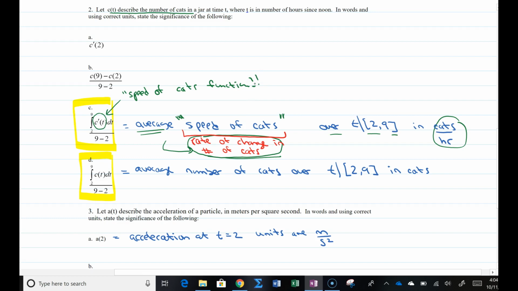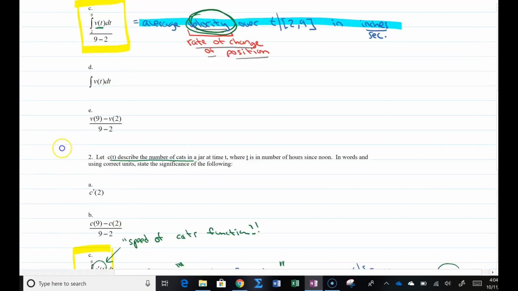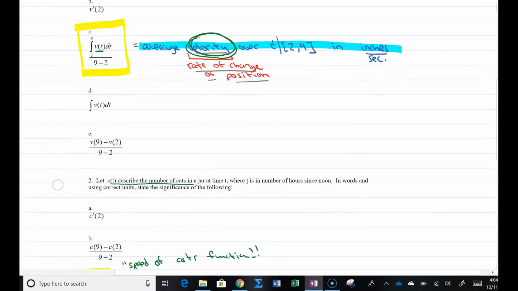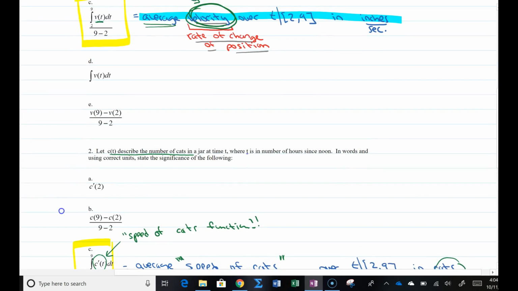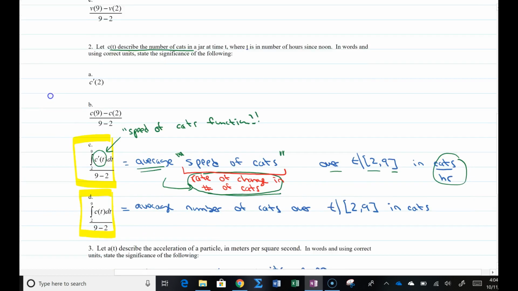Okay, so what it looks like here is it looks like a similarity. If I am looking at the definite integral from 2 to 9 of some function dt, and if I divide it by the interval of integration, this expression, which is no different than this expression, seems to equal an average: whatever the integrand is, average velocity, average speed of cats, over that very interval of integration, okay?